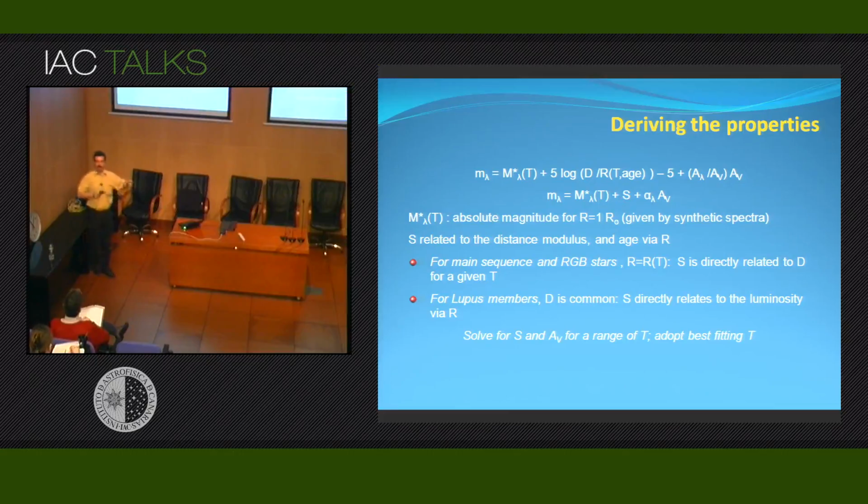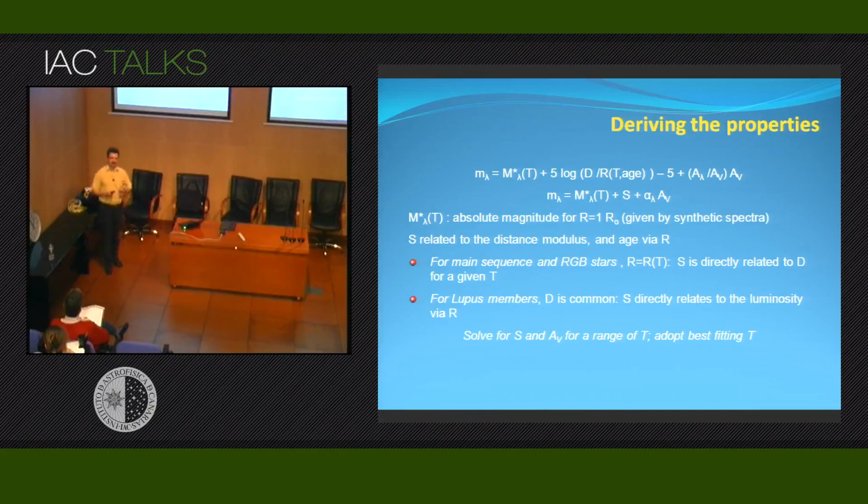is related to the distance modulus and to the age via the radius of an evolving object. So for main sequence and red giant branch stars, we can interpret it taking into account that there is a relationship between radius and temperature. This is a loose relationship for red giant branch stars, which span a range of radii at a given temperature, but it is already good enough for our purposes. So in this case, for objects for which we don't know what the distance is, but we know that they follow a radius-temperature relationship, the parameter S is directly related to the distance at a given temperature that we fit from the spectral energy distribution fit.